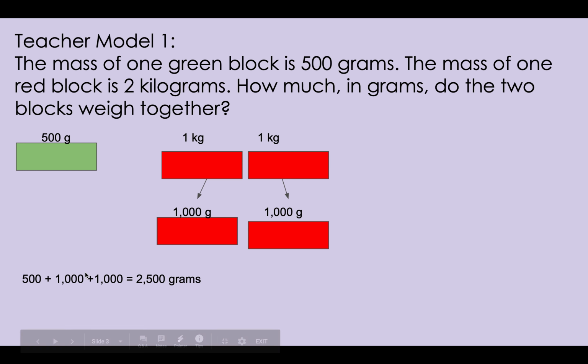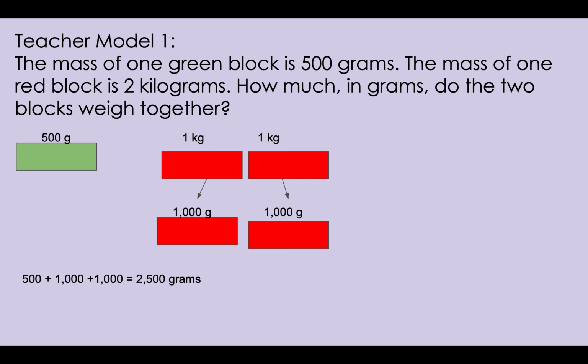Teacher Model 1. The mass of one green block is 500 grams, and I even colored it in with green so we don't get confused. The mass of one red block is 2 kilograms. So I have that block. They're not connected, but they are one block, and it's 2 kilograms. How much in grams do the two blocks weigh together?